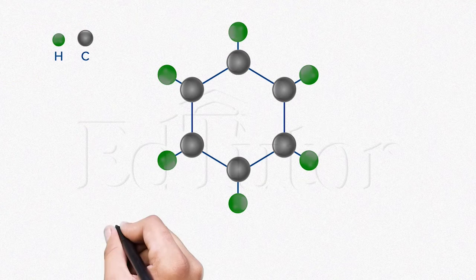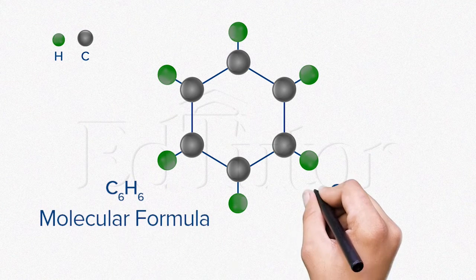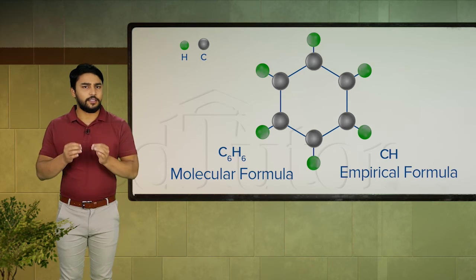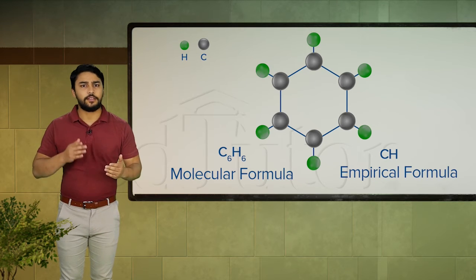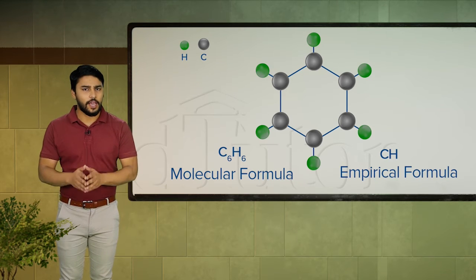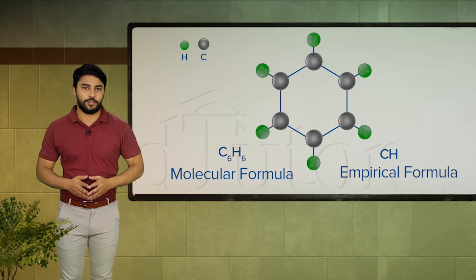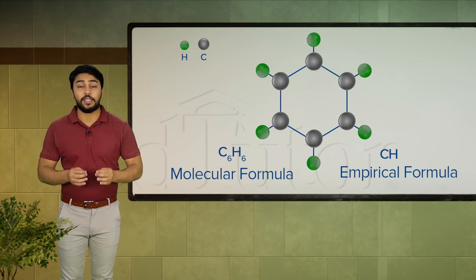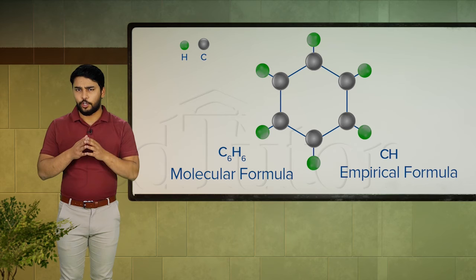In the same way, benzene has a molecular formula C6H6, which indicates 6 atoms of carbon and 6 atoms of hydrogen, can be written as CH. This simplified version is simply known as the empirical formula. Do you get it now?